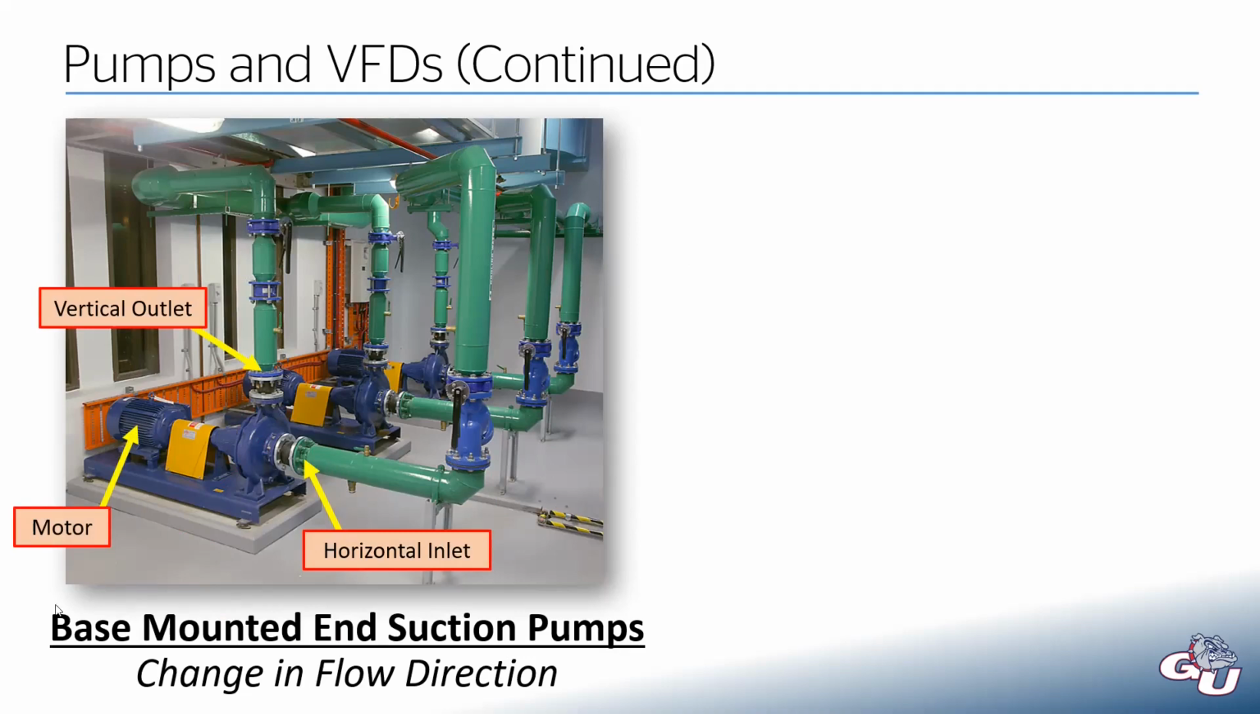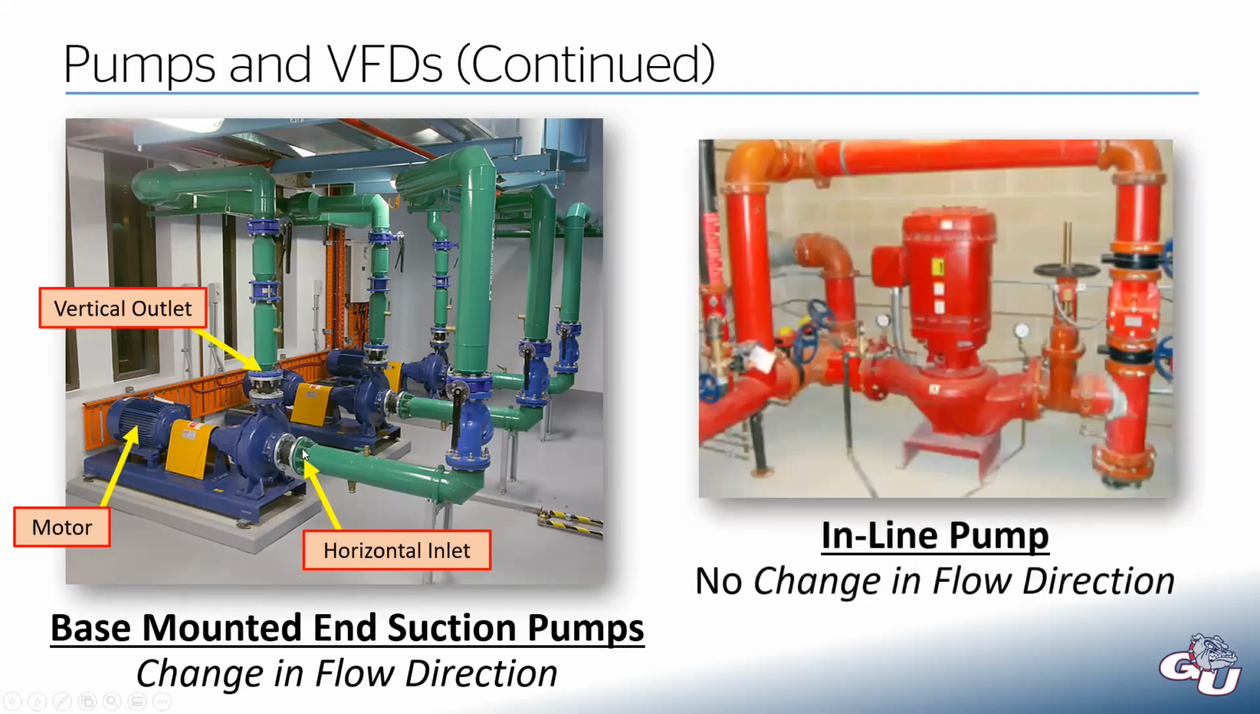The term base mounted is just because it's attached to the ground, because you can have a pump that is light enough to just sit off the ground and, say, be hung from the ceiling, or sometimes just supported with the connecting pipe. But this is a base mounted end suction pump, and it's end suction because it's pulling in water off of the end of the pump. Or you could have an inline pump, which would have no change in flow direction, as opposed to the base mounted end suction pump, which does have that flow direction change.